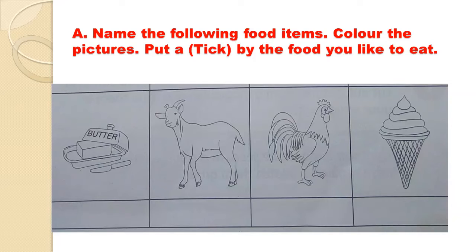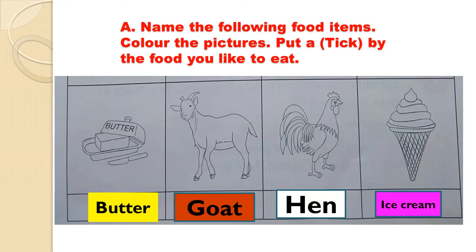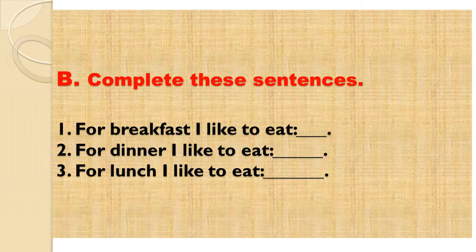Okay, now move on to the next question. And here you have given question number B. And the question number B is, complete these sentences. The first sentence is, for breakfast, I like to eat dash. I write here about my choice, but you can write about your choice.